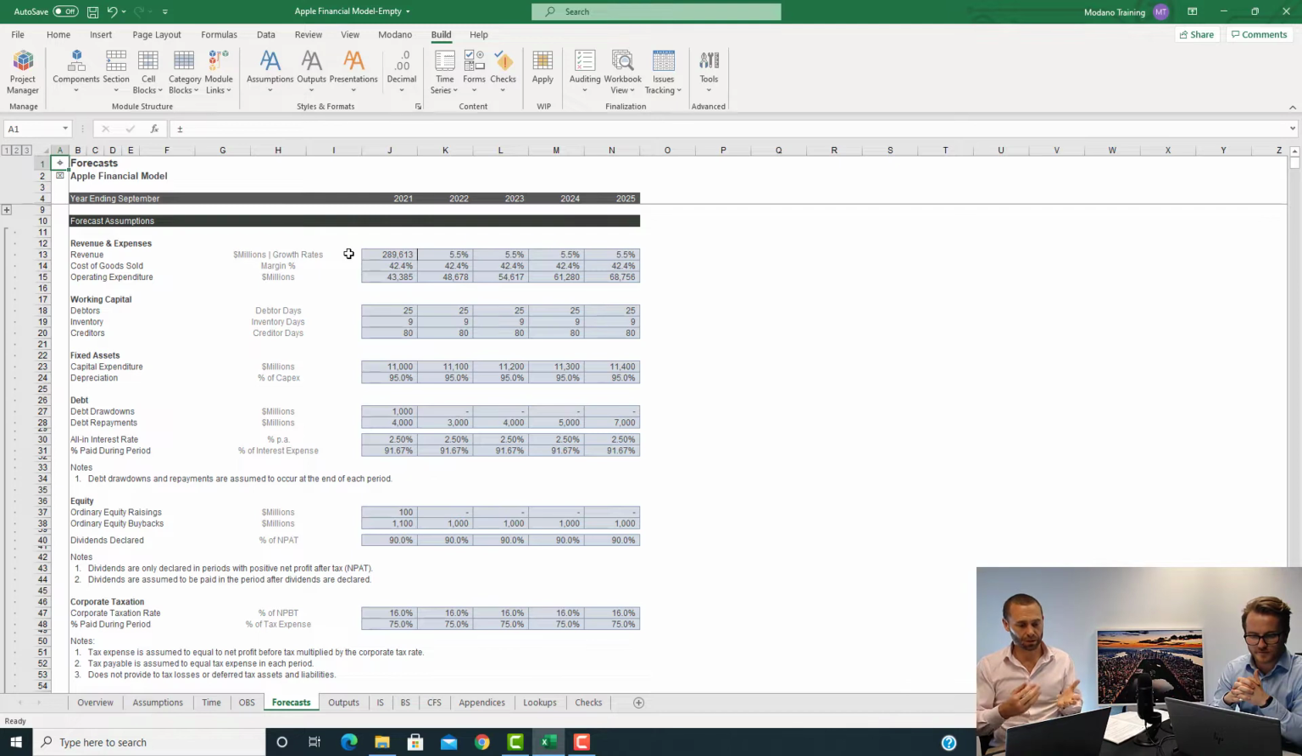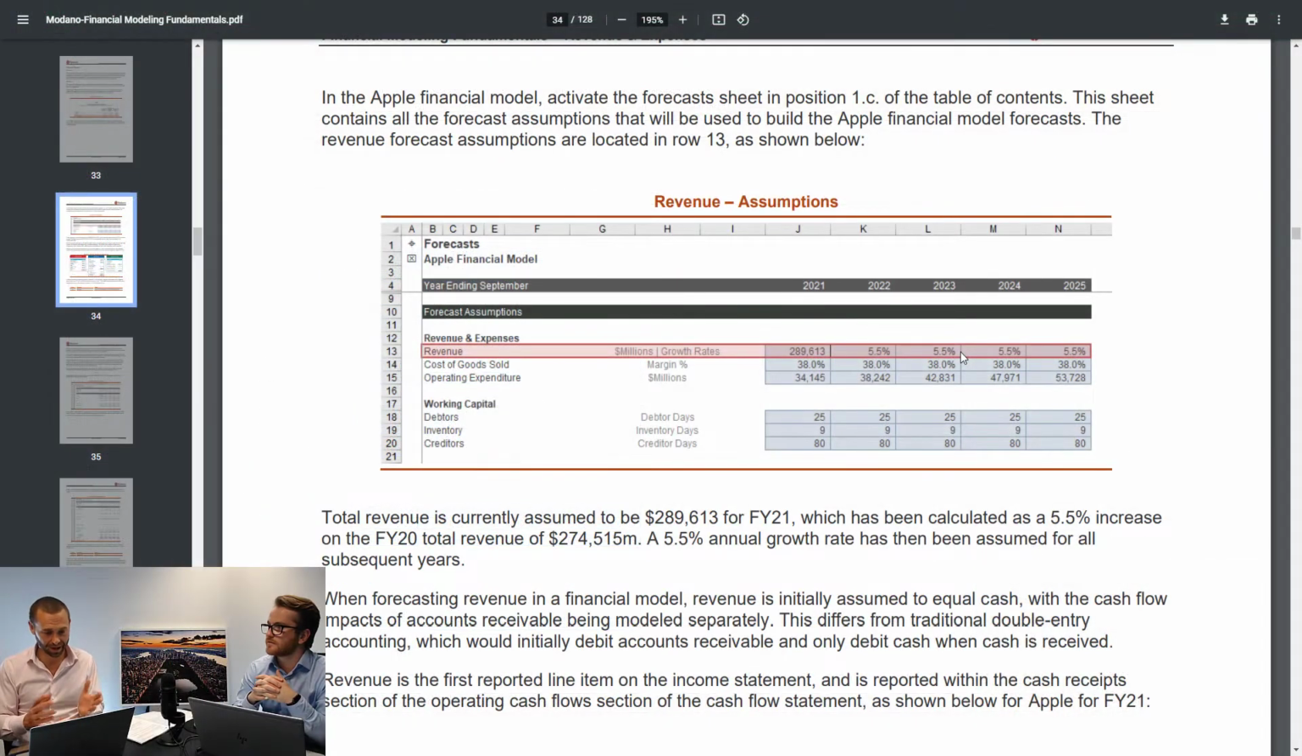So for revenue, we're going to use basically an amount and growth rates approach, which means we're going to assume an amount for FY21, and then we're going to assume a growth rate of 5.5%. Now, those numbers have come from the fact that in FY20, total revenue was 274,515, and that was a 5.5% increase on 2019. We're not here to debate Apple's growth or where they're going to make money. We're just putting some numbers in to show you guys how to do this. So we're going to basically assume a 5.5% increase on 2020, which gets you to the 289,613, and then we're going to just assume 5.5% going forward.